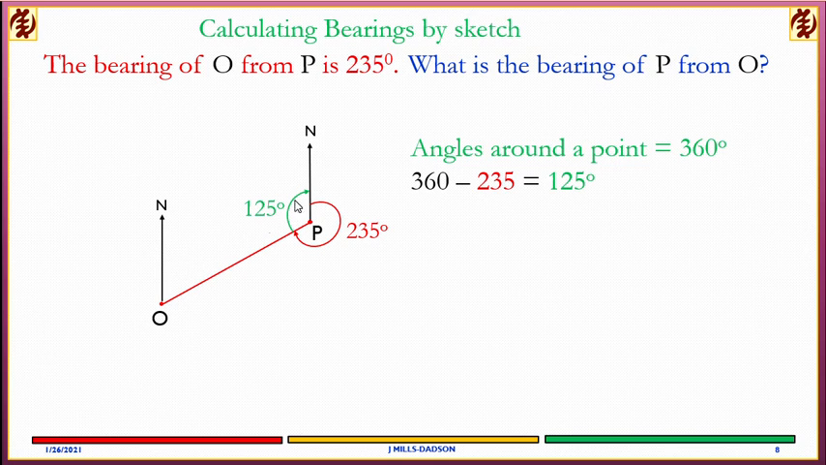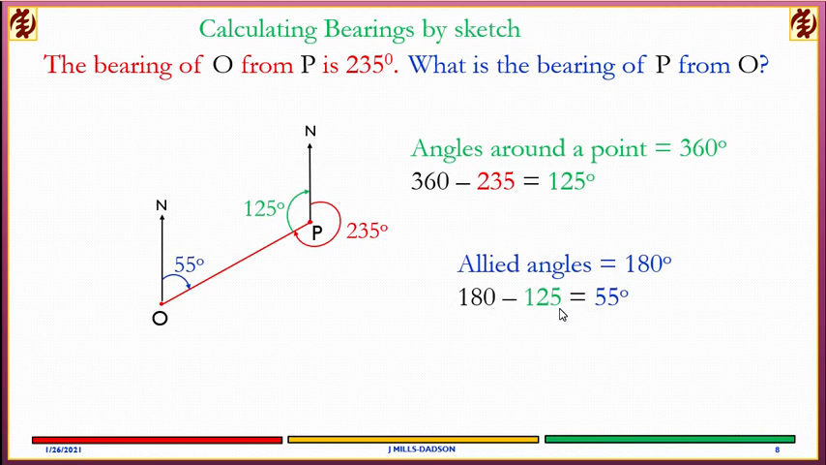These two allied angles or co-interior angles add up to 180. So 180 minus 125, 55 degrees. So the answer is, because 2 digits, you need to remember to state it as bearing of P from O is 055 degrees.